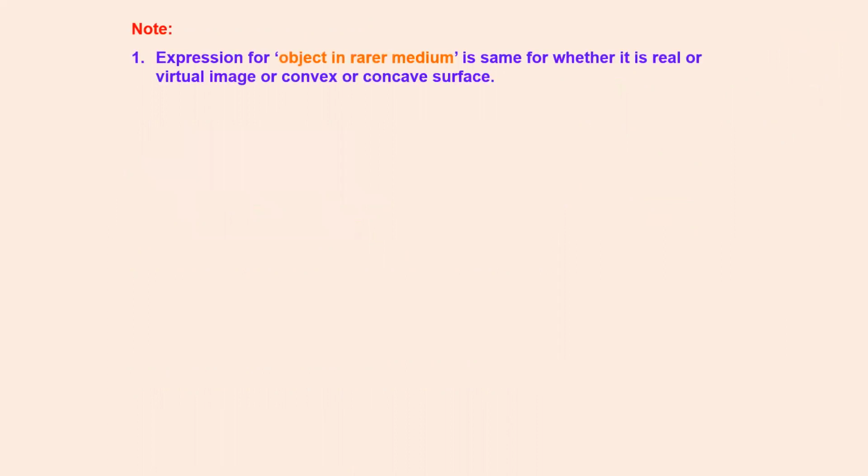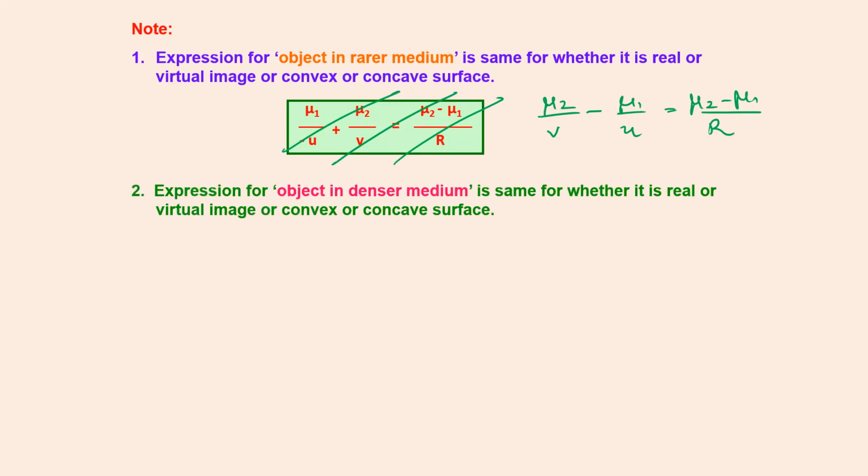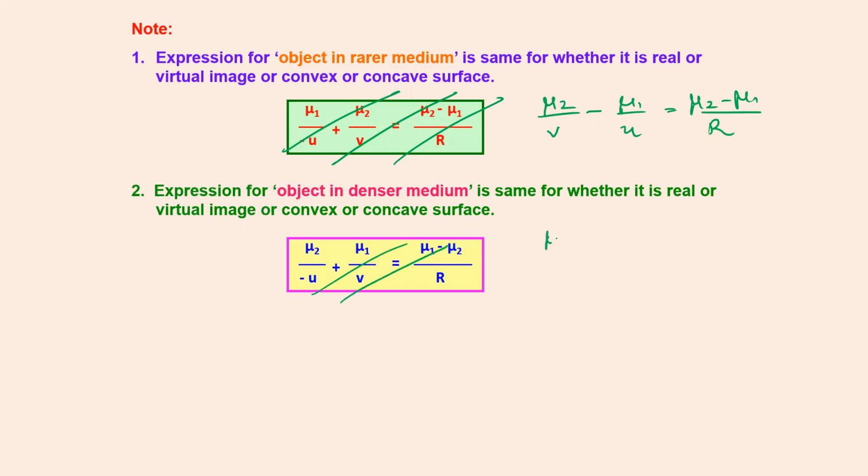Note, the expression for object in rarer media is the same whether it is real or virtual image or convex or concave surface. All are having the same formula. We are not going to remember in this manner. We are remembering mu2 by v minus mu1 by u is equal to mu2 minus mu1 by R. It was a little difficult for me to change this, so I could not get a chance to do so. Otherwise, I would have done this.